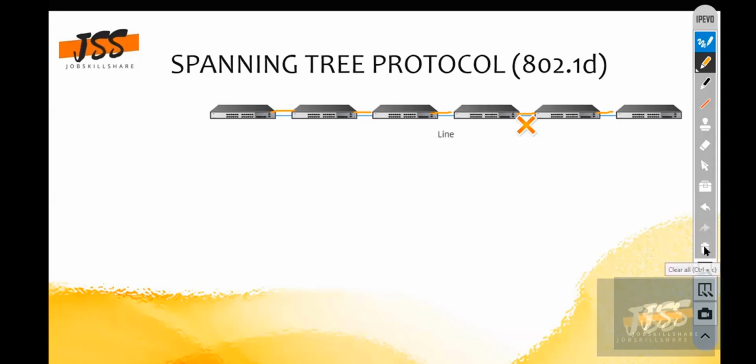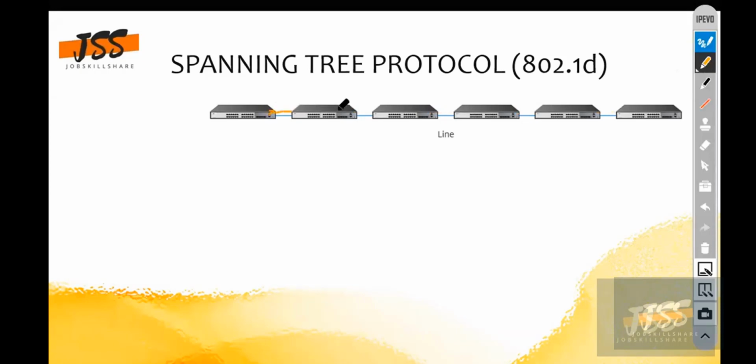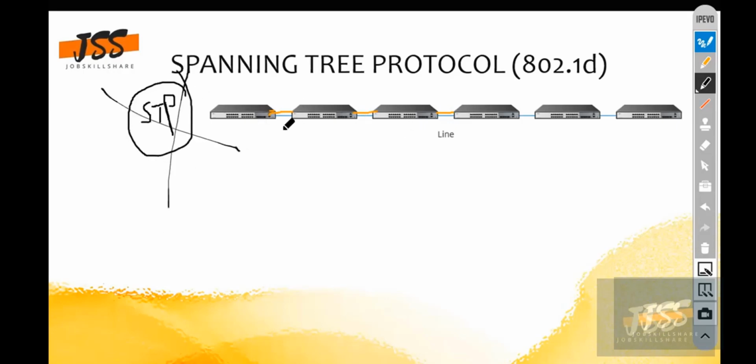So let's say we have multiple links. Spanning tree, STP, is a protocol that, let's say, is disabled. It is enabled by default, by the way, and it helps us avoid loops. Let's assume that STP is not running. What will happen? The packet will go from here, then here, and then it will return back. Then it will go here, and on and on. It will just loop around and around.